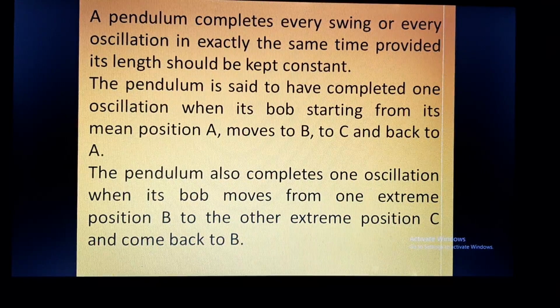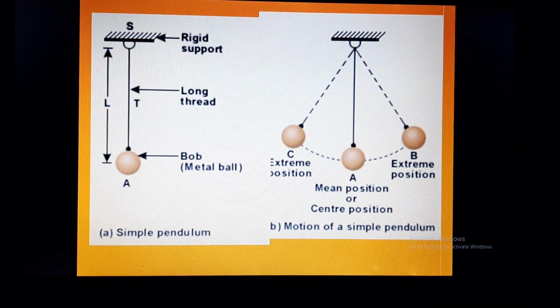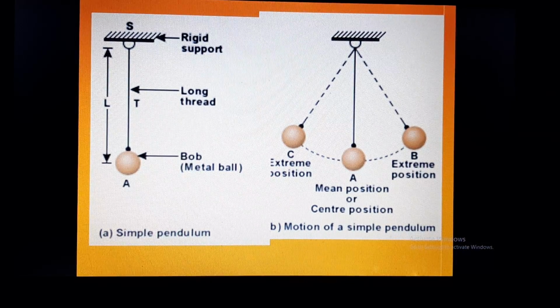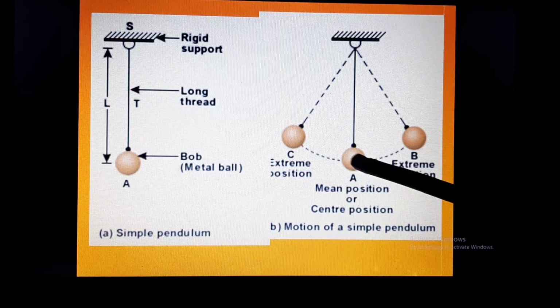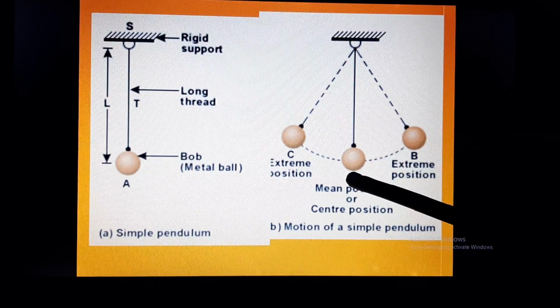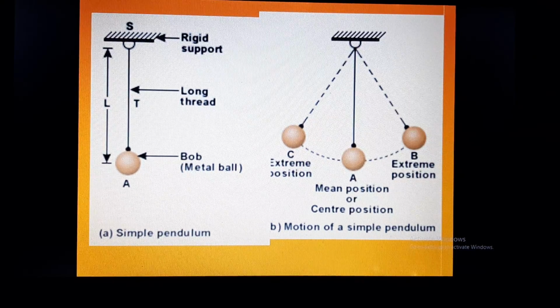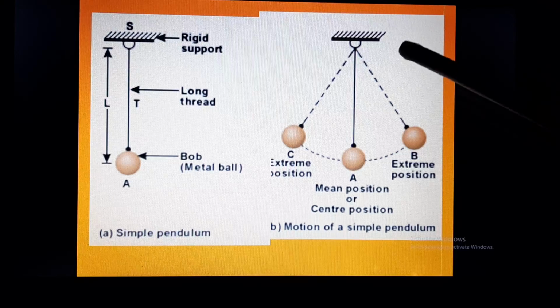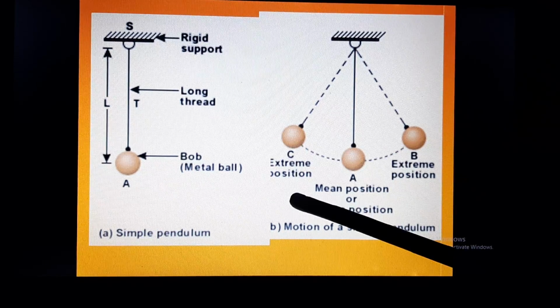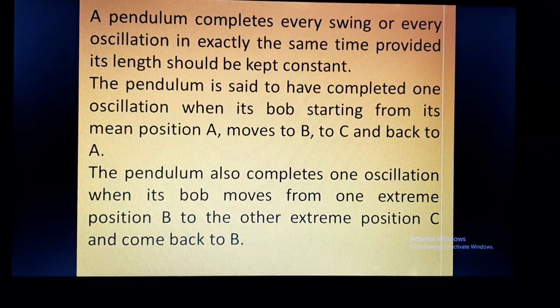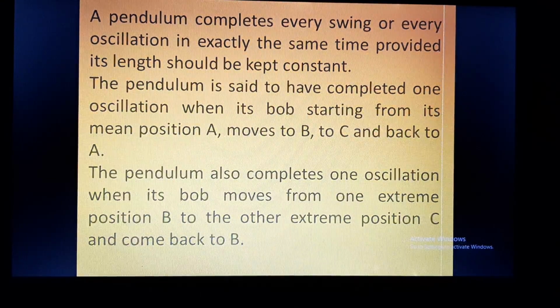The pendulum also completes one oscillation when its bob moves from one extreme position B to another extreme position C and comes back to B. So there are two cases. First, the bob was at the mean position, goes to one extreme, the other extreme, then back to the mean position. This is one oscillation. Or the second case: from one extreme position to another extreme position, then back to the first extreme position. This is also one oscillation. So in two ways one oscillation can be completed.